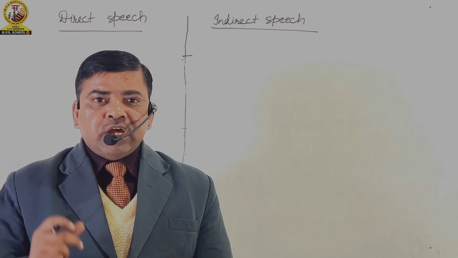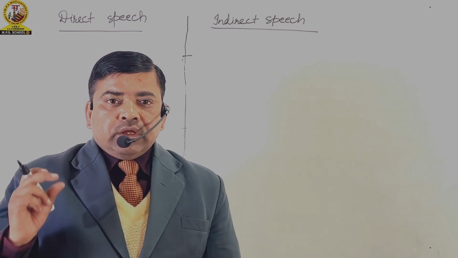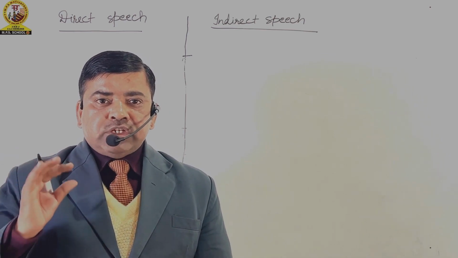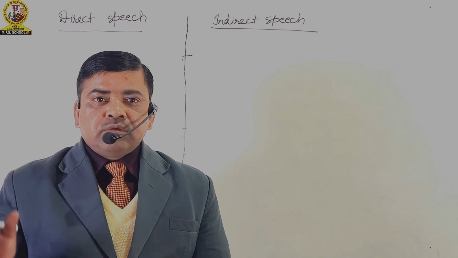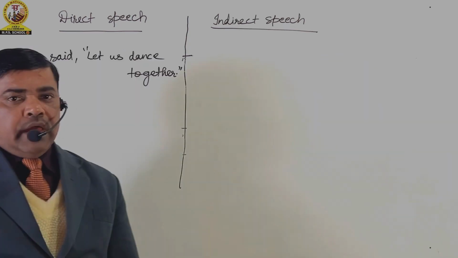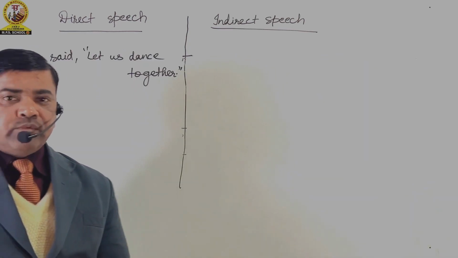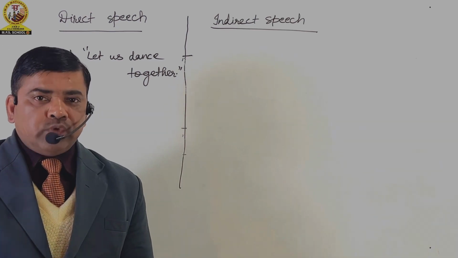In this session, I am going to discuss with you how to change direct speech into indirect speech if the reported speech is an imperative sentence, and the structure of the imperative sentence will be let plus us plus v1 plus other word. As an example, I have taken a sentence: He said, let us dance together.